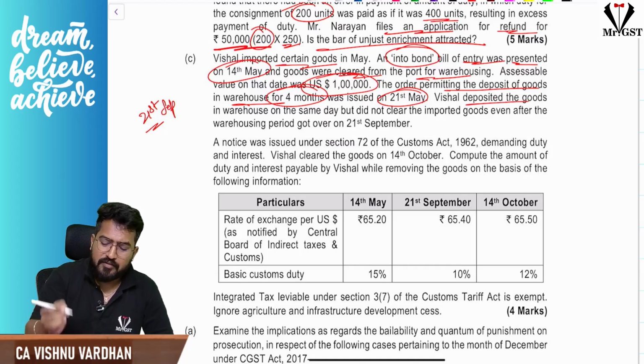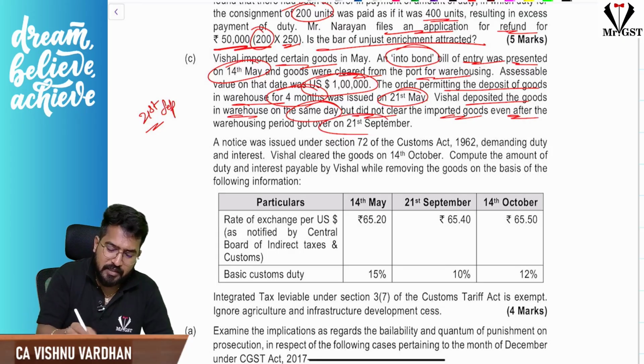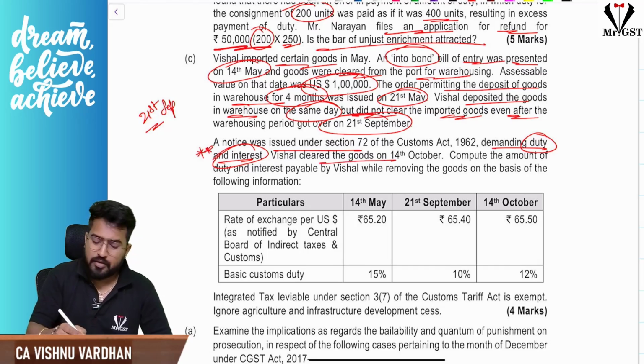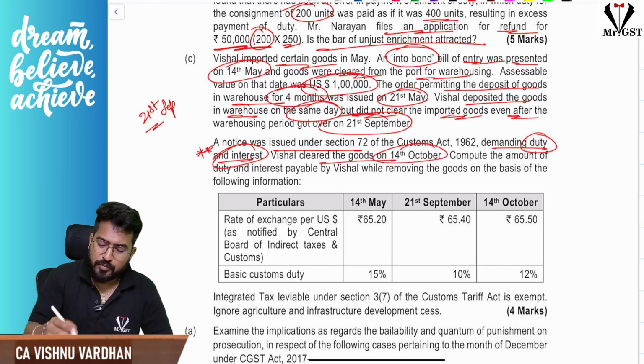Vishal deposited the goods in the warehouse on the same day, but did not clear the imported goods even after the period got over on 21st September. A notice was issued under section 72 for him, demanding the duty and interest. That is important here. Now, Vishal cleared the goods on 14th October. Compute the amount of duty and interest payable by Vishal while removing the goods on the basis of the following information.